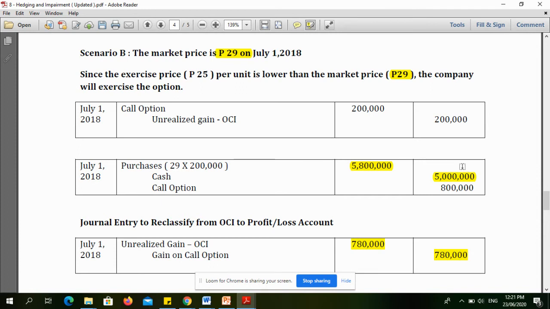Anong ibig sabihin ng 5 million na to? This is the exercise price. So, ito na. Binili mo siya, 25 pesos per unit lang. So, that's why, 25 pesos times 200,000 is equals to 5 million pesos. So, this is the reason why 5 million pesos siya. And finally, call option. We also credit this 800,000 pesos. The goal of this transaction is to also close the call option account. So, ang end goal natin after ng purchase, zero na yung call option account.